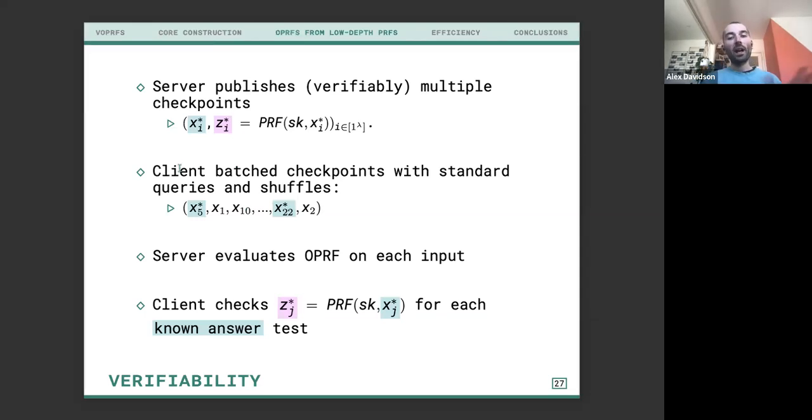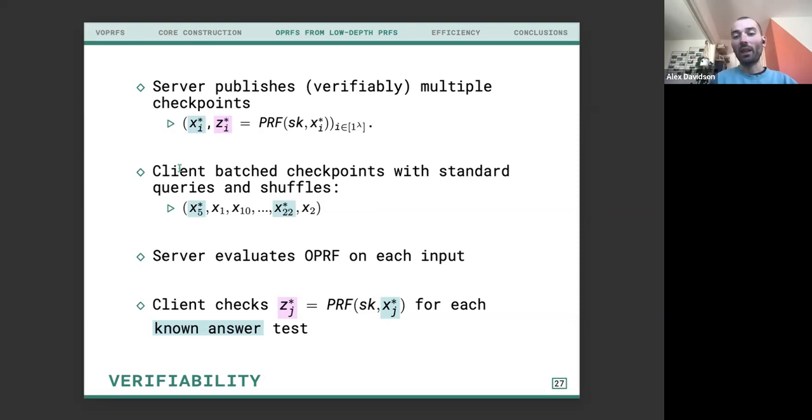What they're going to do is batch a number of real inputs together. So this is what their X1, X2, X10 are. And then they're going to include these known answer tests within this batch and then shuffle this whole vector together. So you have these X stars or X asterisks, which are the known answer checkpoints. But because we're going to encrypt our vector of inputs and then send it to the server, these things are effectively blinded.